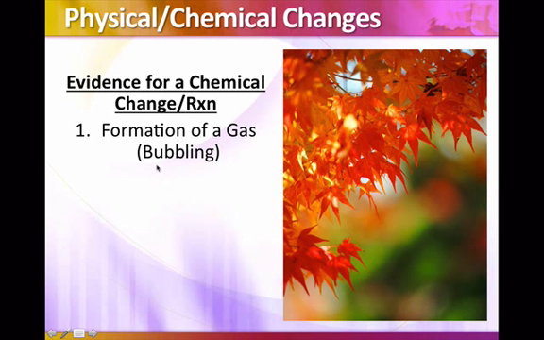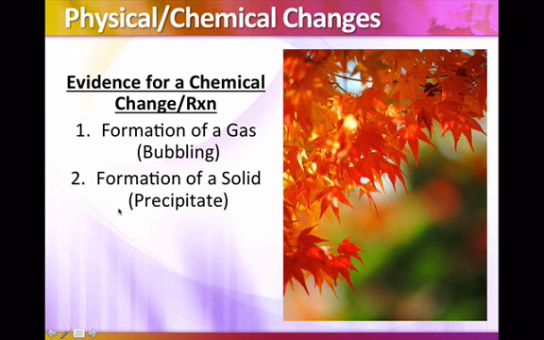The first one is if you see bubbling. Bubbling tells you that a chemical change probably happened. You're forming a gas that wasn't there before, and the gas you see is the bubbles. So formation of a gas is one piece of evidence that you can look for to tell you that a chemical change happened. The second one is the formation of a solid that wasn't there before.